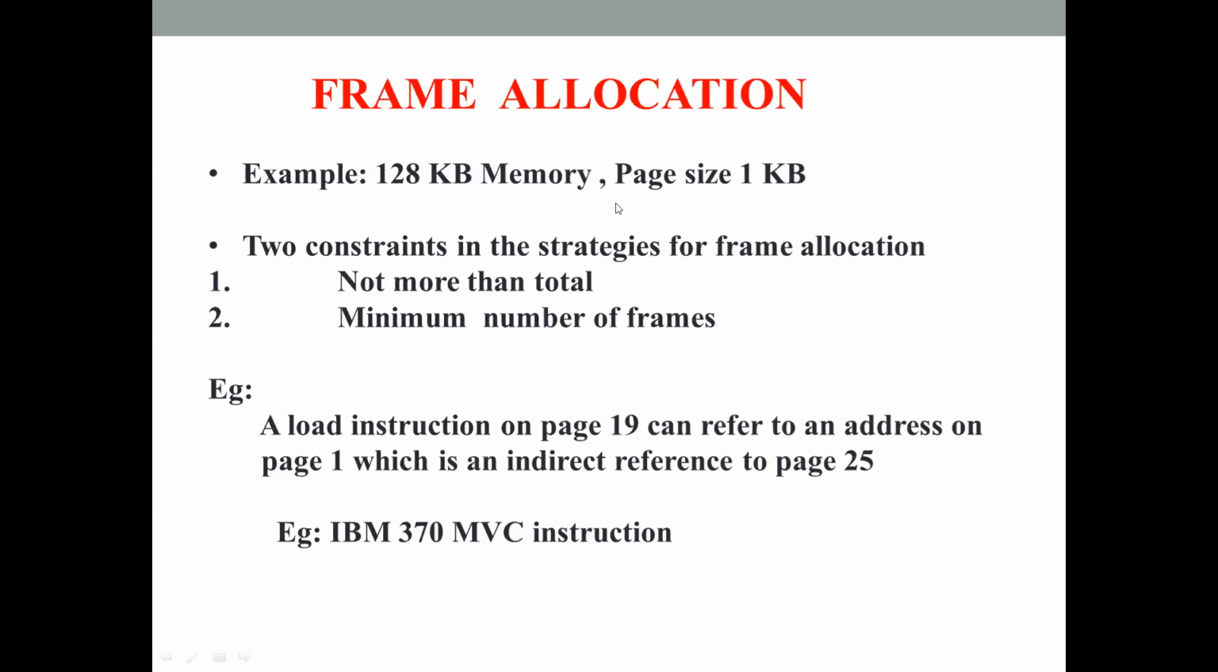When you make use of a frame allocation algorithm, there are two constraints in the strategies used for frame allocation. The first constraint is that the number of frames allocated cannot exceed the total number of frames available in the physical memory. The second constraint is that we must allocate at least a minimum number of frames to each and every process residing in the computer's memory.